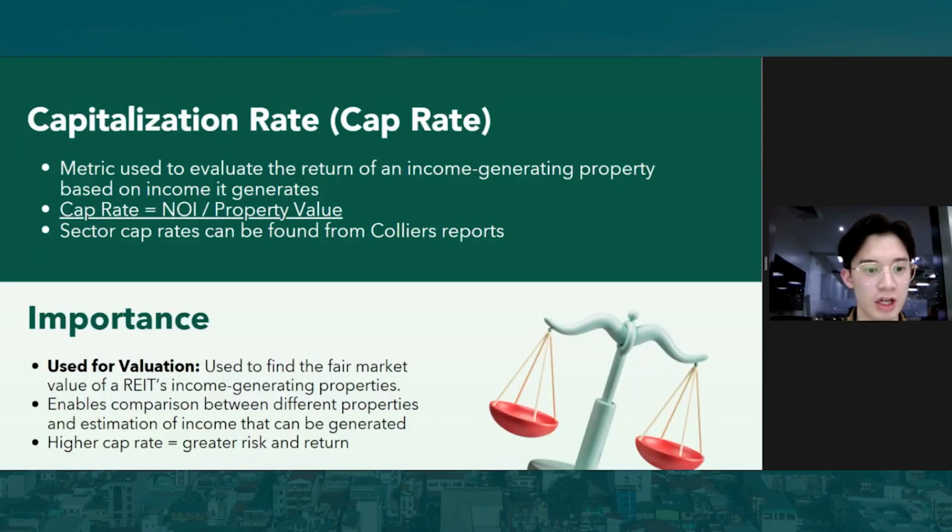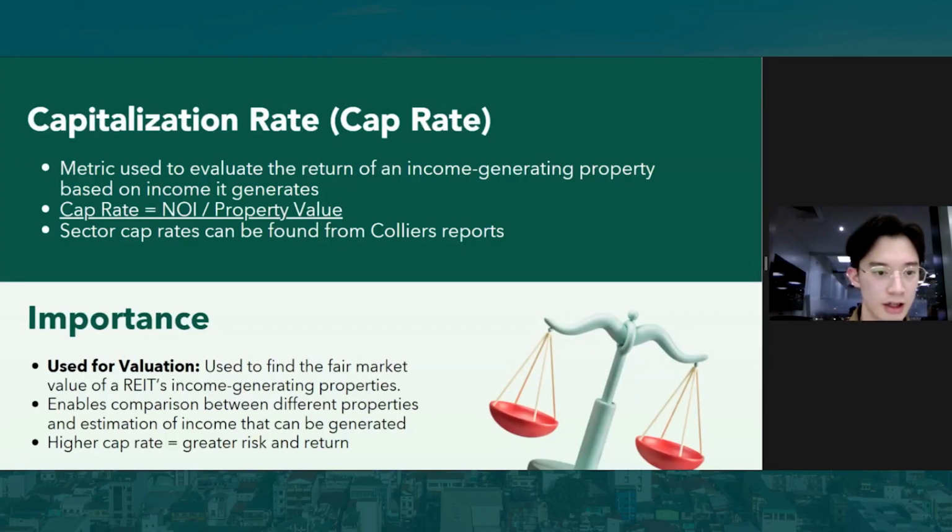or you can get the sector's cap rate from Colliers, which is a globally recognized professional services and investment management company that provides detailed research about our very own real estate market. So if ever you can't calculate the cap rate, you can always refer to Colliers' report for the industry or sector cap rates. This metric allows investors to determine the return on investment of a specific property and draw comparisons between different properties. But also remember that the higher the cap rate, the greater the risk and return.